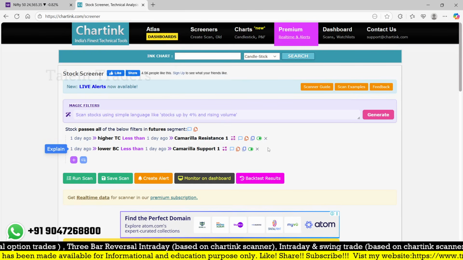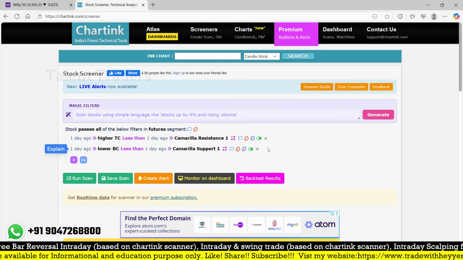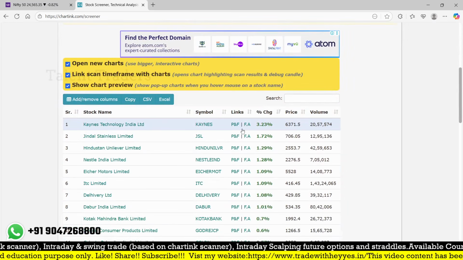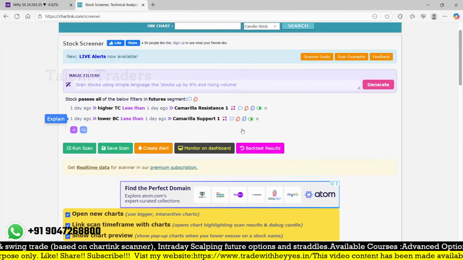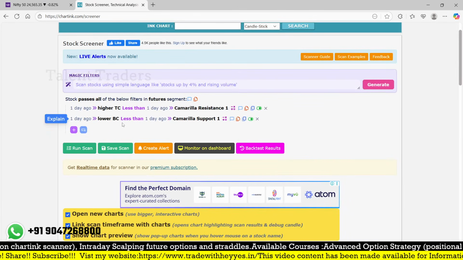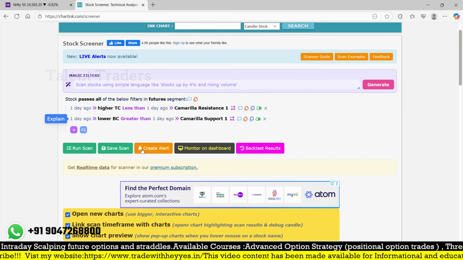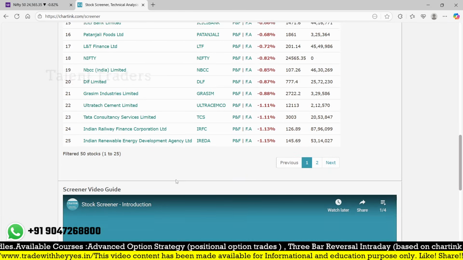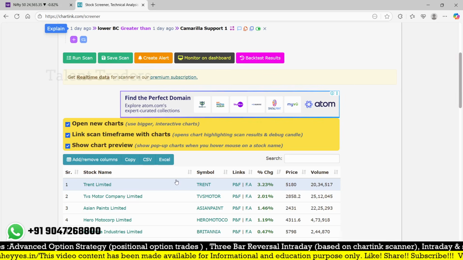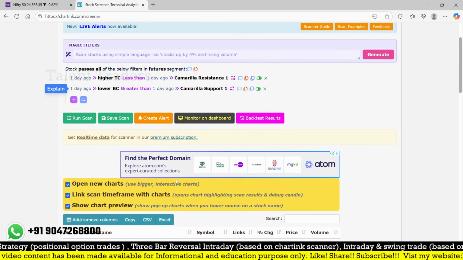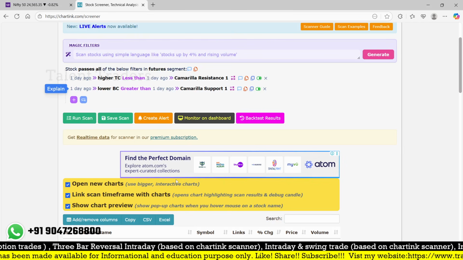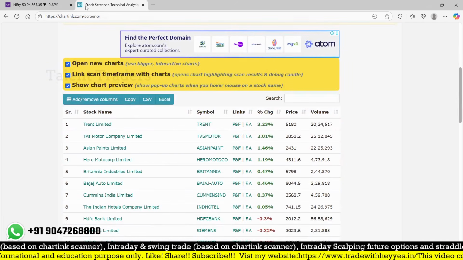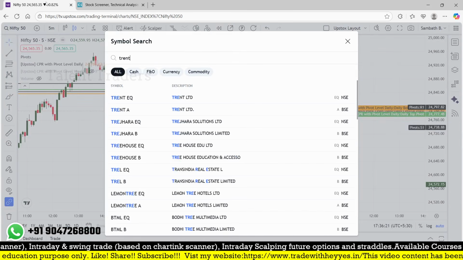We are combining two indicators: one is Camarilla, another one is CPR. By combining these two indicators, I'm trying to find stocks which are inside between the levels. So 1 day ago lower BC must be greater than, not less than, the support one. These are all the stocks, almost 50 stocks, which satisfy the Camarilla and CPR levels, with the CPR levels inside R1 and S1 of Camarilla. Let me check the stock trend, the first one, where I'm just finding out.